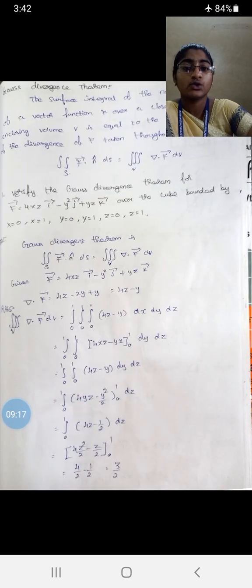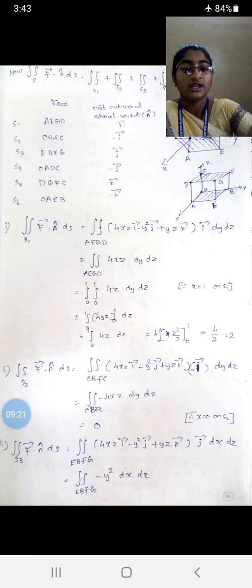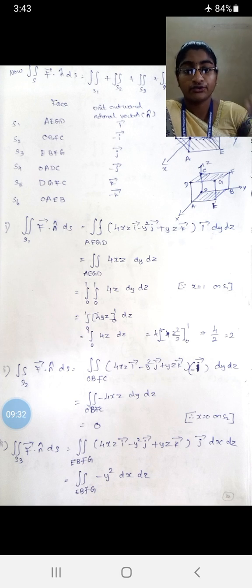So in our question they have given us a cube. So here see the diagram. I can take the cube value in x, y, z axis. So the bottom of the cube is denoted as O, A, E, B, and the upper of the cube is denoted as C, D, G, F.